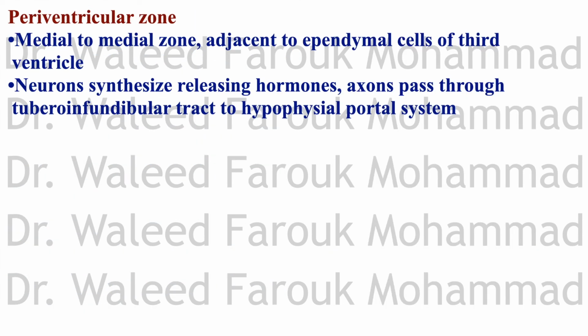The periventricular zone is medial to the medial zone and adjacent to the ependymal cells of third ventricle. Neurons synthesize the releasing hormones, and axons pass through the tuberoinfundibular tract to the hypophyseal portal system.